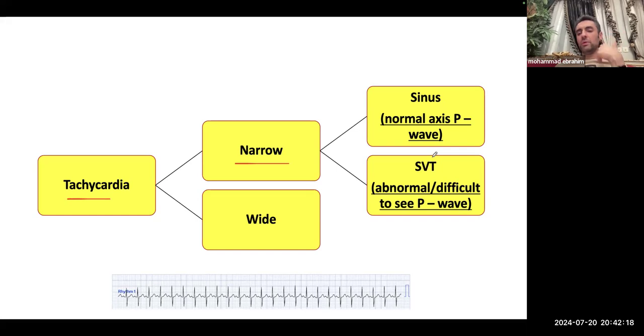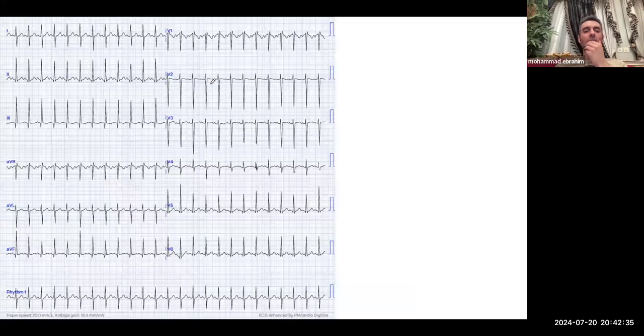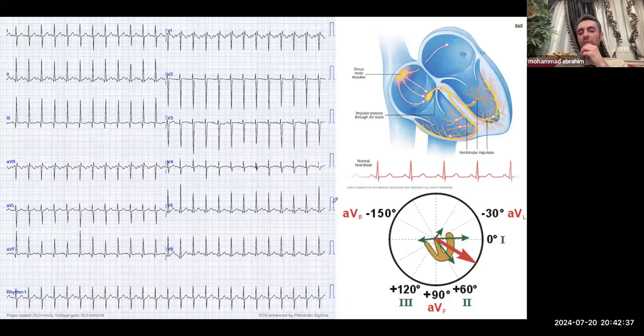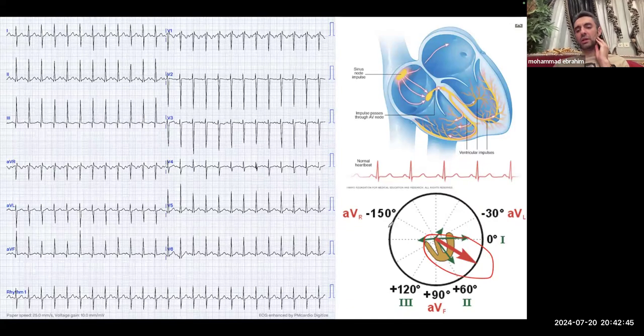If the P wave looks normal, then this is most likely sinus tachycardia. If the P wave is abnormal, then this is SVT. Okay, can I move forward? Like I said, the P wave axis is similar to the QRS axis or cardiac axis, going towards the left and inferior leads.